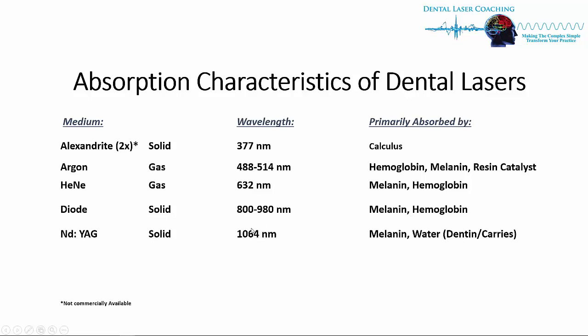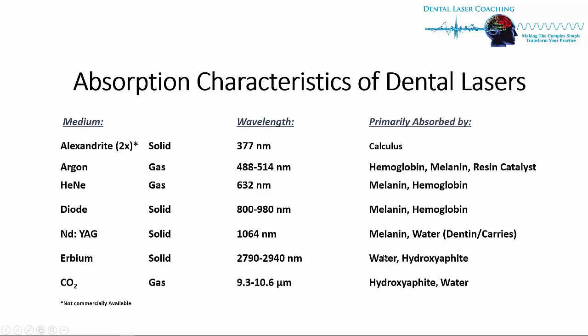Nd:YAGs, I mentioned, is a 1064. Melanin and water. Then an interesting thing about the Nd:YAGs is they originally had clearance to remove caries. However, it had clearance, but it really didn't work that well. Primarily a good soft tissue laser. And then the erbiums work with water and hydroxyapatite, and can work on all tissues. Some people call them hard tissue lasers or all tissue lasers. They work on both hard and soft tissues. They don't interact with blood or color, just the water and hydroxyapatite.